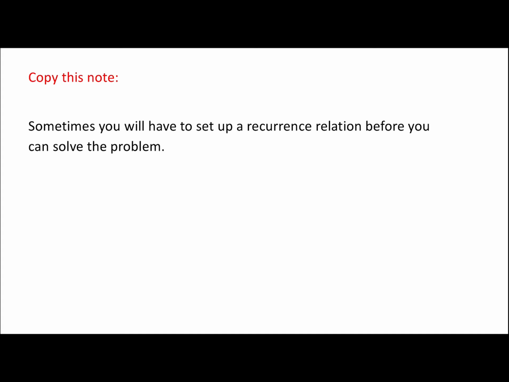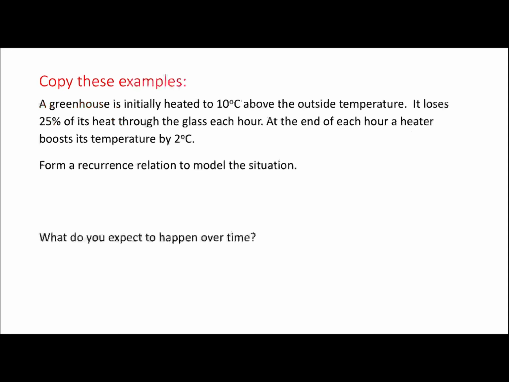You tend to be able to tell if it's a recurrence relation question because it is quite wordy and there's usually quite a big context attached to it. So if we have a wee look at this example together. A greenhouse is initially heated to 10 degrees above the outside temperature. It loses 25% of its heat through the glass each hour. At the end of each hour, a heater boosts its temperature by 2 degrees. Form a recurrence relation to model the situation.